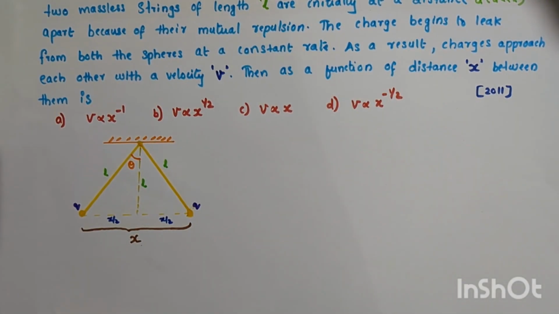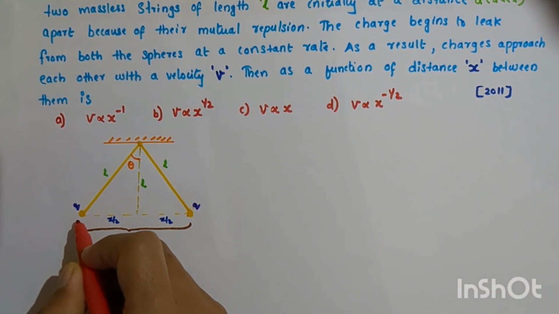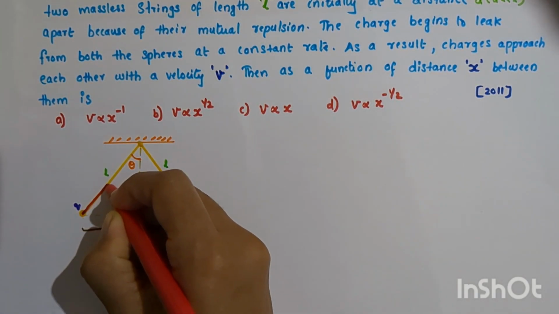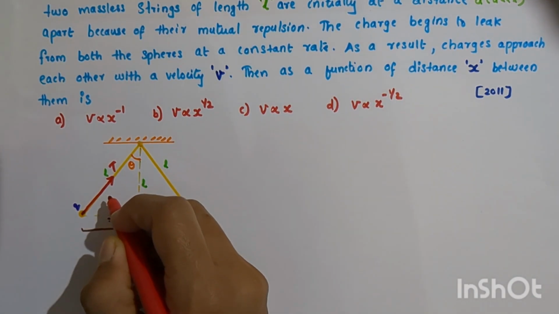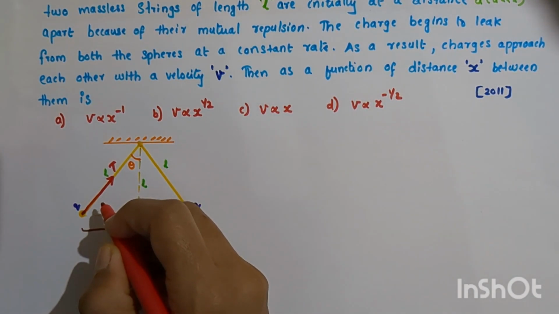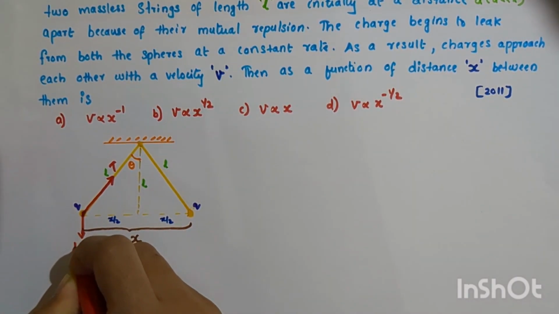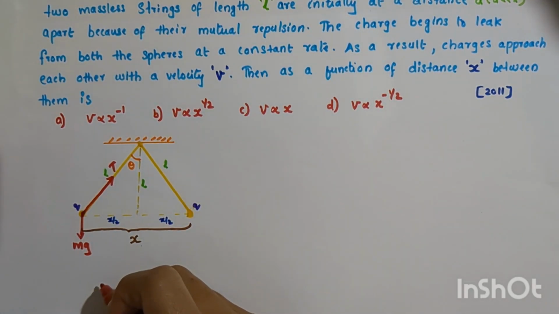So, first of all, let us mark the forces acting on each sphere. First I am considering this sphere. You see, there is a string, so there will be a force of tension acting along the string. Now we know that there is the weight of the sphere, which is mg, acting in the downward direction.